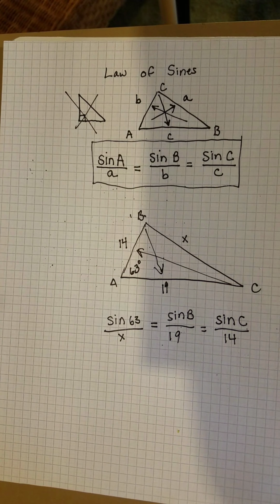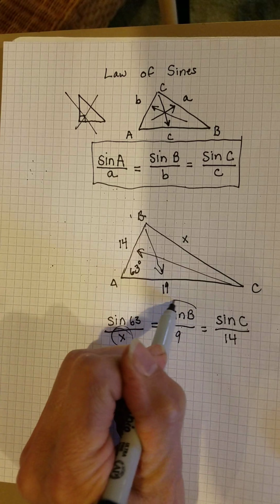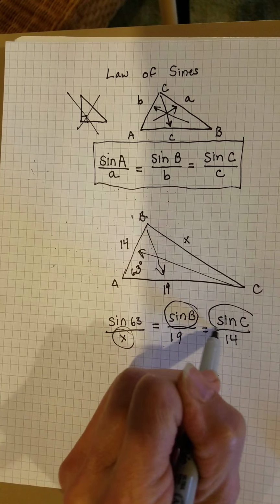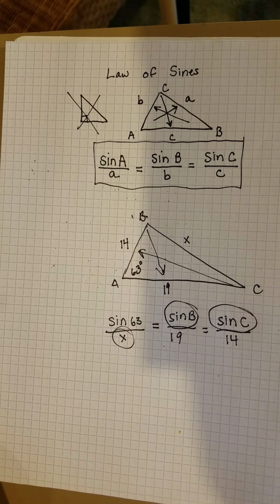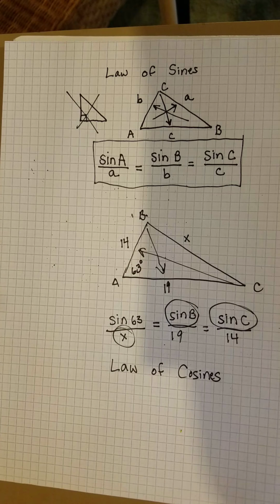We have a problem, Houston, a big problem. We have a problem because we're looking for x, but we don't know the sine of B. We don't know the sine of C. I have too many variables. I can't solve this. Not solvable with the law of sines. But we do have something called the law of cosines that can help us out. So that's what we're going to talk about today, how to apply the law of cosines.